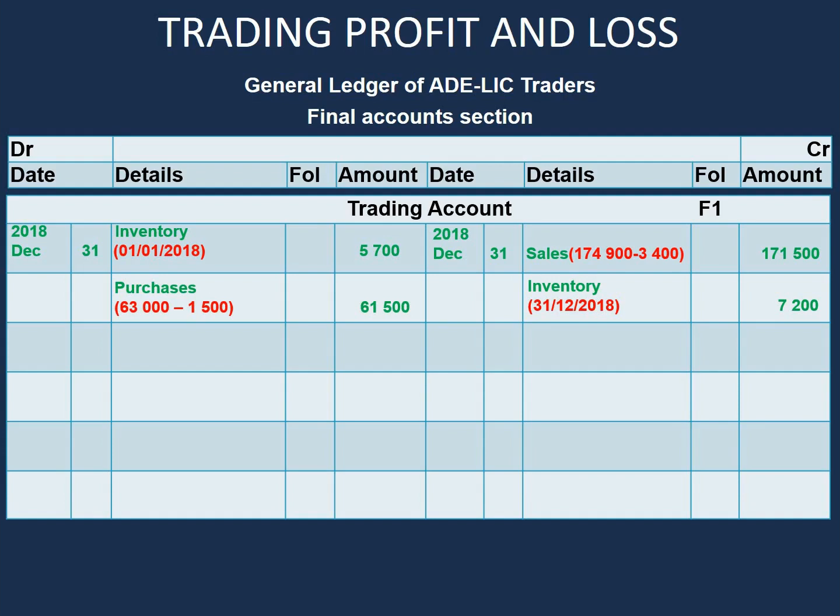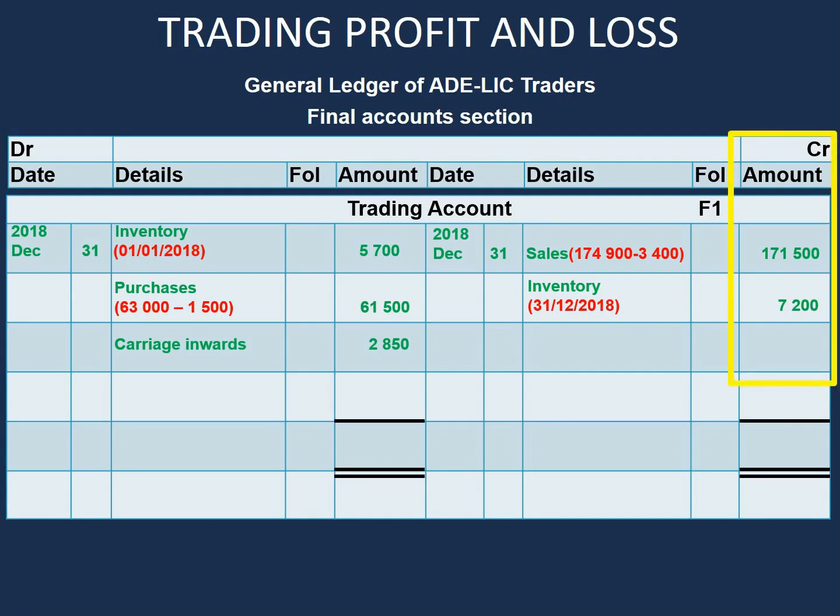Then we will debit our purchases, and how do we get our purchases? It's purchases less purchases returns. This will give us 61,500. Then we will debit our carriage inwards, 2,850, and that is all the entries that will come in our trading account. Now we need to make a comparison between the debit side and the credit side to see which has more in the amounts column. For this example, we have more on the credit side.